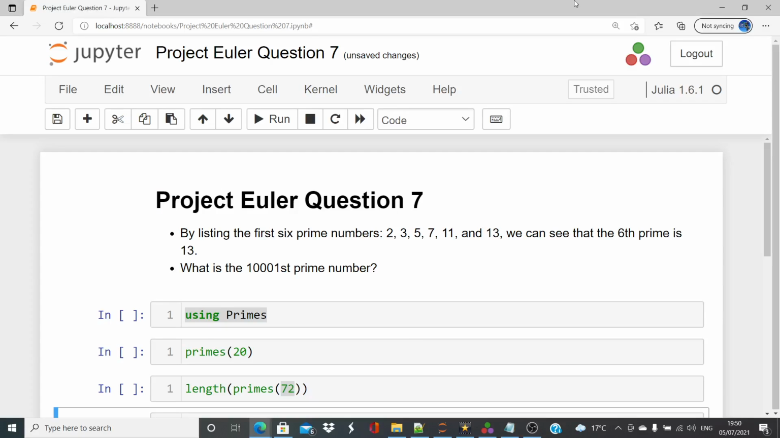Okay, in this presentation we are going to look at Project Euler question 7, which relates to prime numbers. We are using Julia version 1.6.1 and we are using Jupyter notebooks.